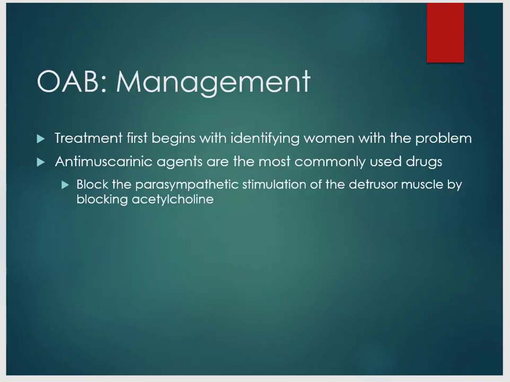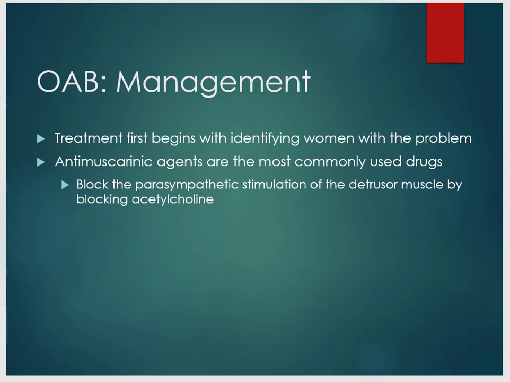Management of OAB first starts with identifying women that have a problem. Women may not want to talk about these symptoms with healthcare providers, so it's important to ask the appropriate questions. Antimuscarinic agents are the most commonly used medications in this condition, and they block the parasympathetic stimulation of the muscle by blocking acetylcholine.